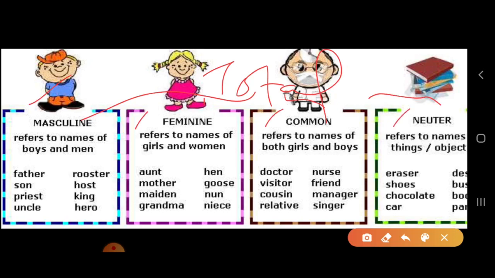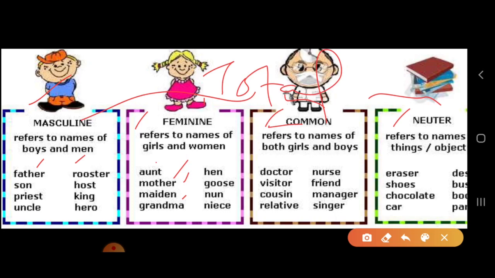So what is masculine gender? It refers to the names of boys and men. If anyone asks you what is masculine gender of noun, you'll say such names that refer to the names of boys and men are known as masculine gender. Example, father, son, priest, etc. If anyone asks you what is feminine gender, you'll say that such names that refer to girls and women are known as feminine gender. Examples, aunt, mother, madam, etc.